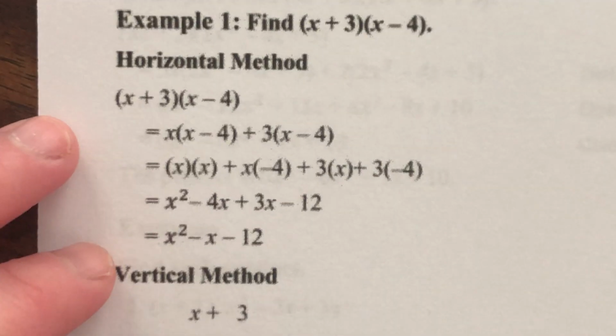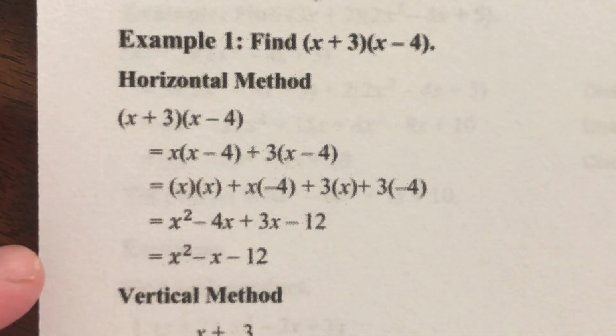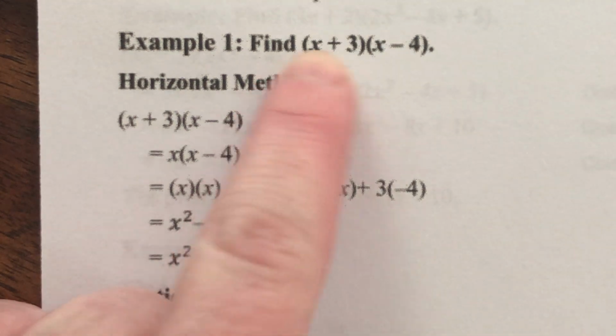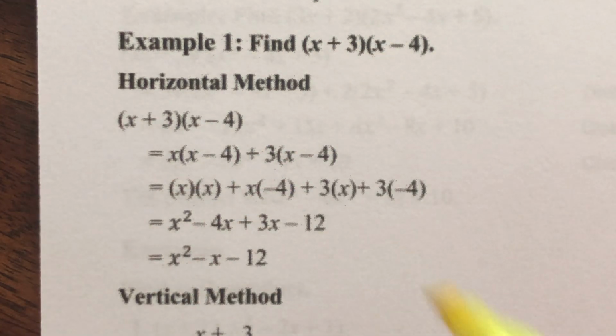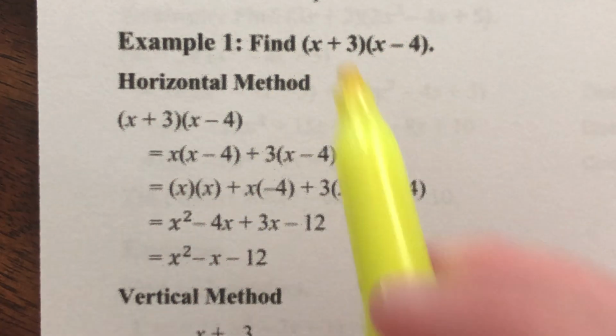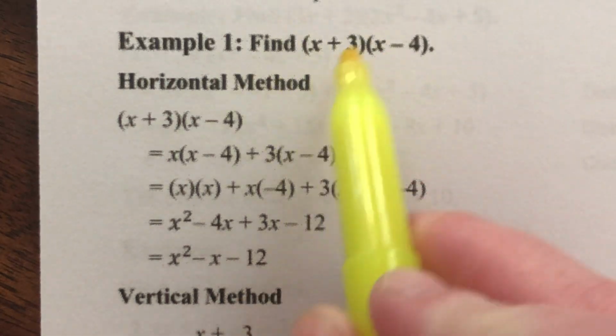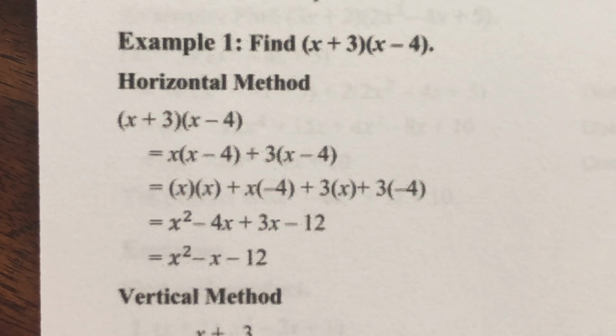Once you learn both of these, you can use either method. It does not matter to me. You'll get the same answer at the end, so whichever one makes the most sense to you. All right, so for x plus 3 times x minus 4, we're going to think of this as two terms, right? We've got this first term, which is everything in parentheses, x plus 3, and the second term is everything in parentheses, x minus 4.